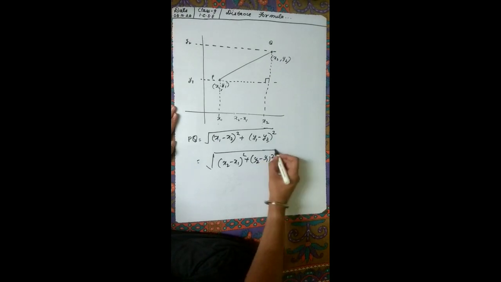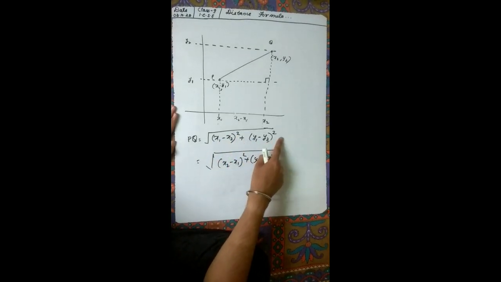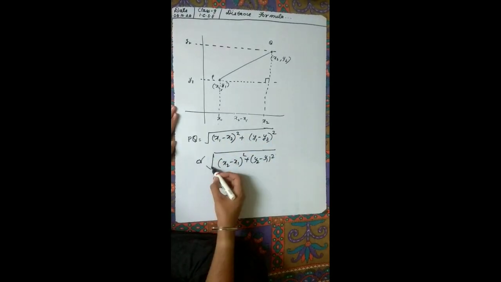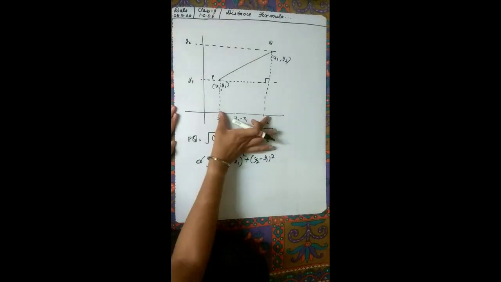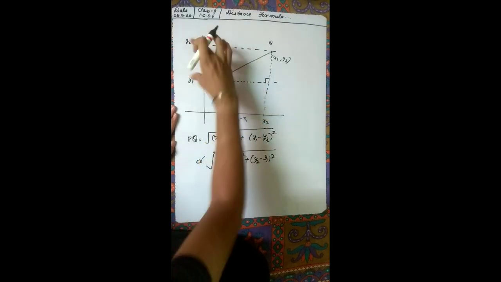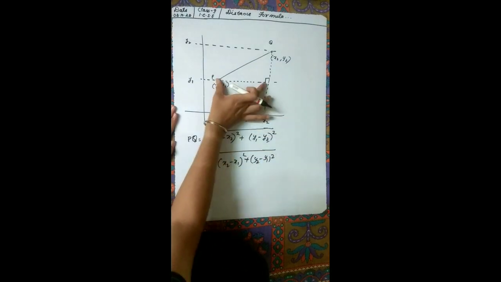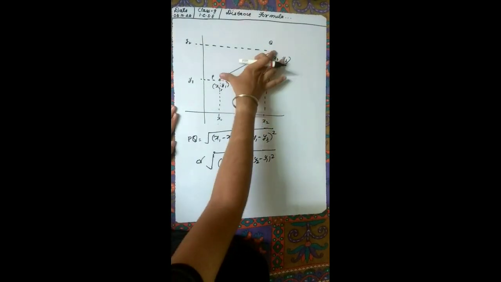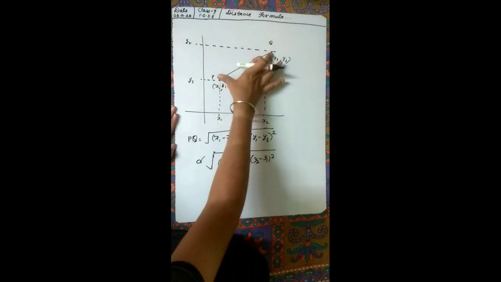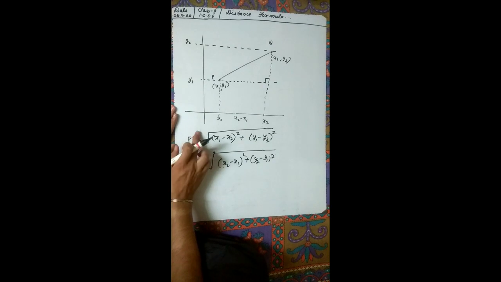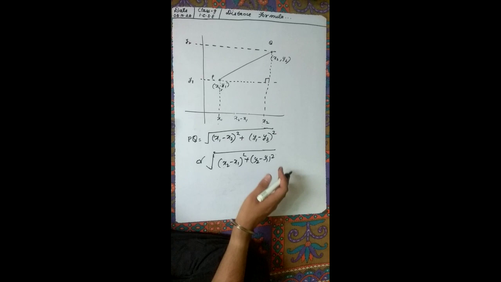No problem, it can be x1 minus x2 the whole square plus y1 minus y2 the whole square, under root. So this distance is x2 minus x1, sorry, this is x2 minus x1, and this is y2 minus y1. We can easily find the hypotenuse by the application of Pythagoras theorem. This square plus this square is equal to this square. So we cancel the square and the root will be here. That is how the distance formula came.